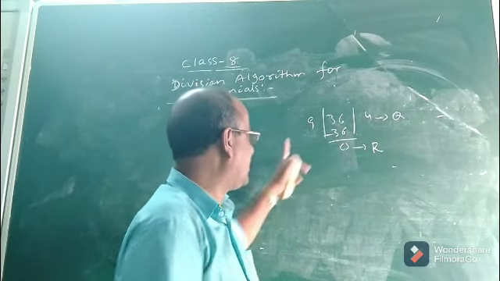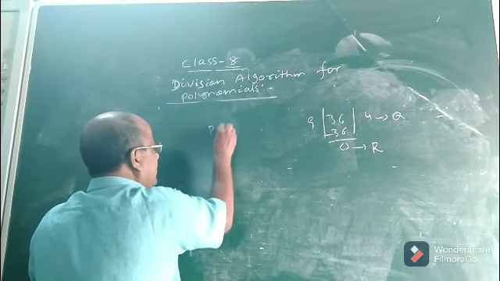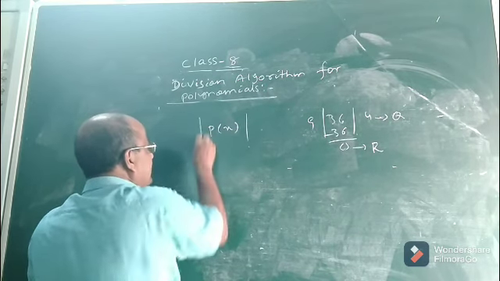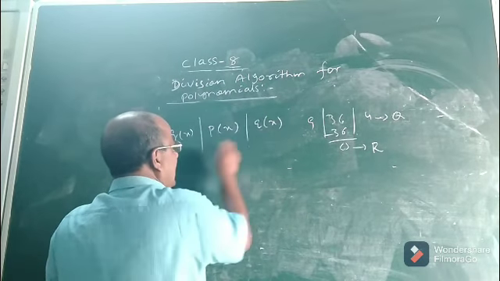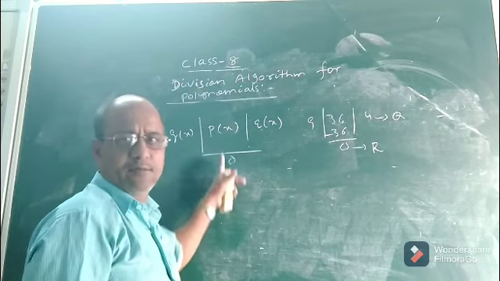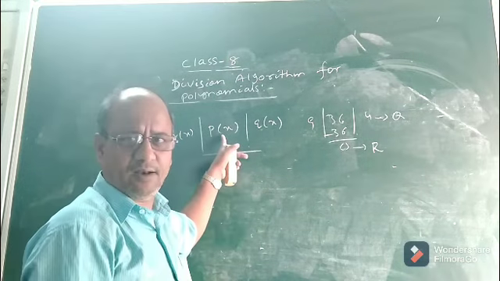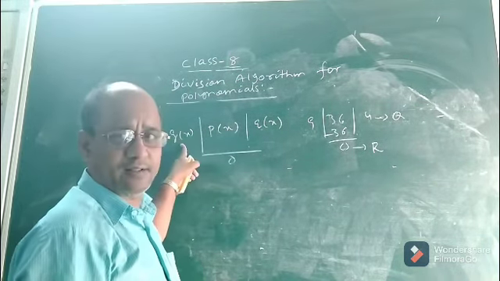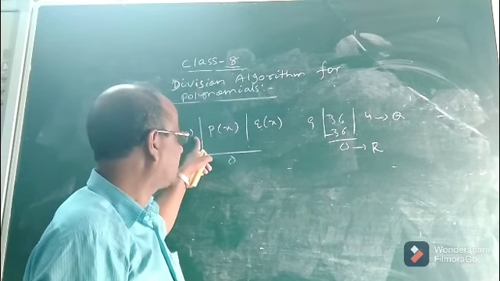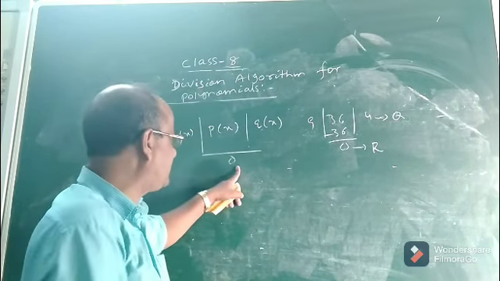So this, instead of a number, suppose you see p of x, this is your g of x, this is q of x, and suppose the remainder is 0. Look, p of x is any polynomial in variable x, of any degree. It is divided by another polynomial g of x, such that the remainder is 0.